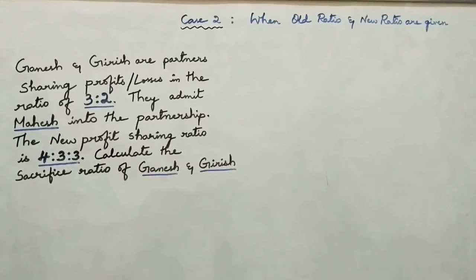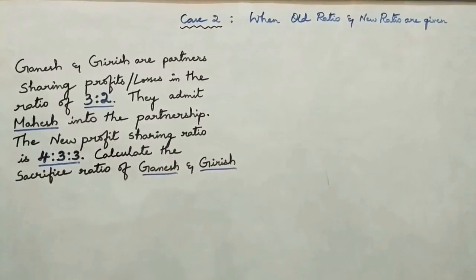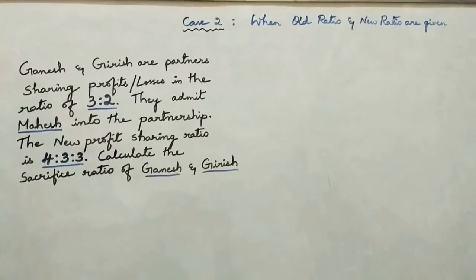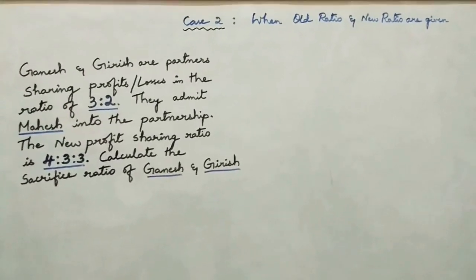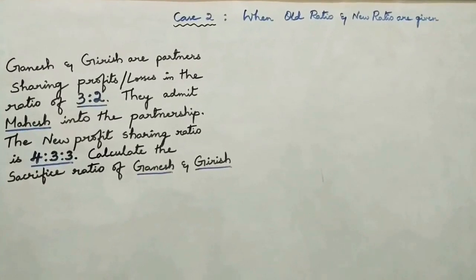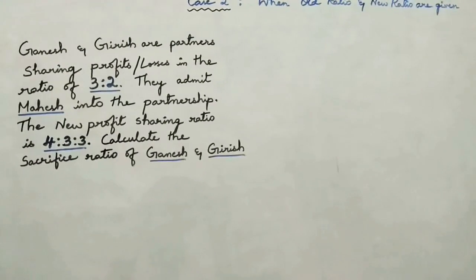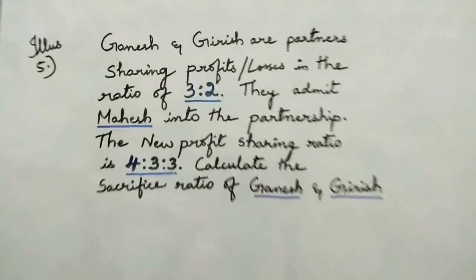So coming for today's video, we are going to go for calculation of sacrificing ratio under case 2. Observe the heading. When the old ratio and the new ratio are given, how are we going to calculate the sacrificing ratio? So observing towards a question, illustration 5.